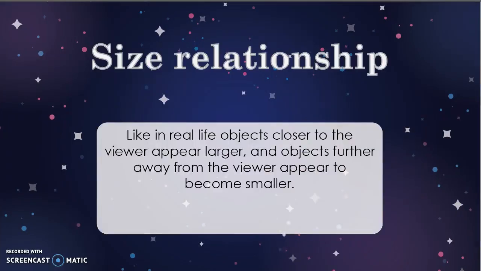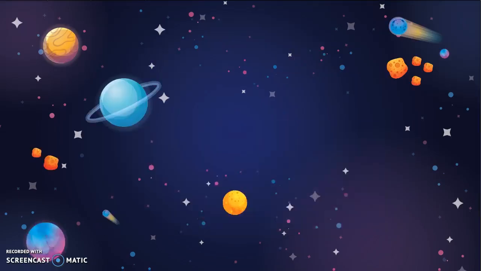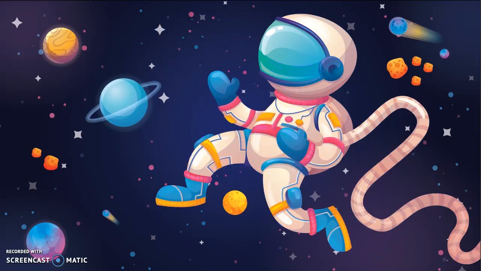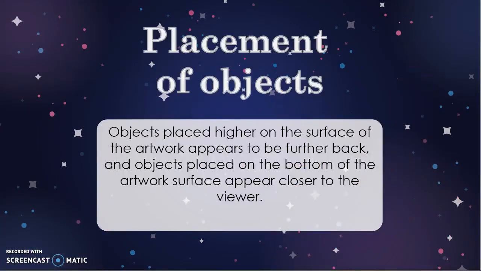The second way is through size relationship. Like in real life, objects closer to the viewer appear larger, and objects further away from the viewer appear to become smaller. Like this, when we place a larger object, it looks like it is closer or in front of the other objects.